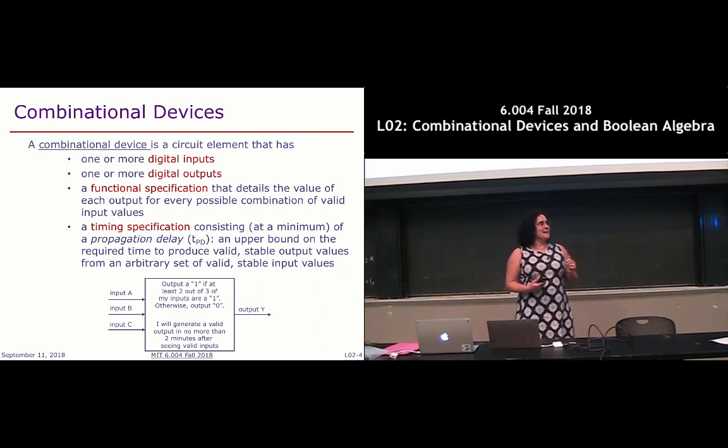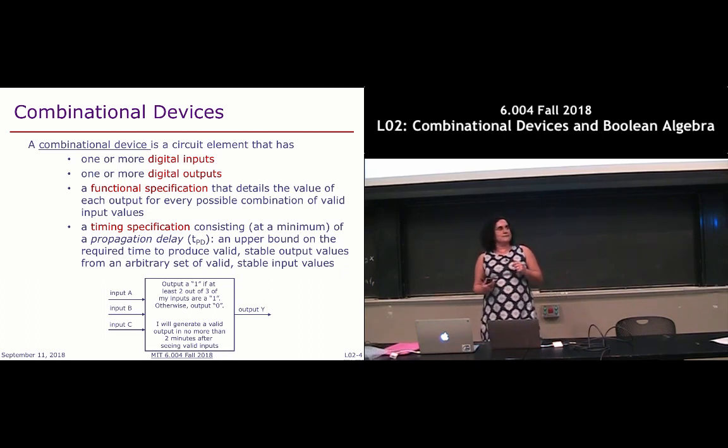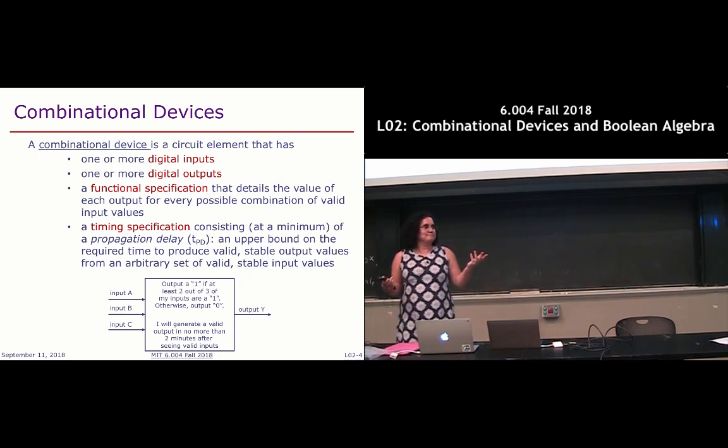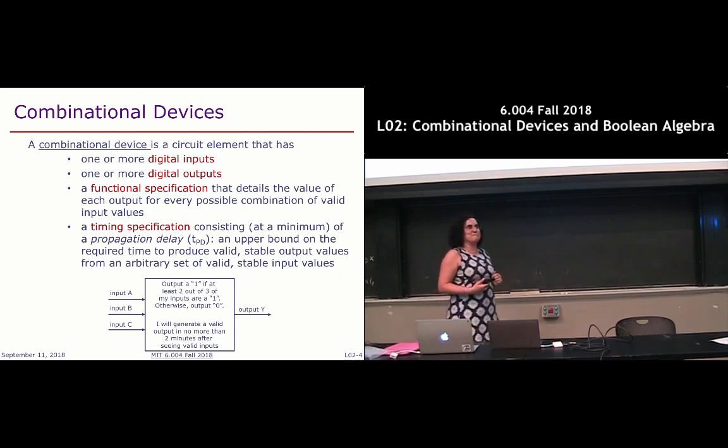For each of our devices, we're going to have a functional specification, which is going to tell us exactly what it is that this circuit needs to do. For this example right here, it says we're going to output a 1 if at least 2 of our 3 inputs are 1, and otherwise we output a 0. So what is this circuit doing? Anybody? It's basically determining the majority between the 3 inputs. That's our functional specification for this particular combinational device.